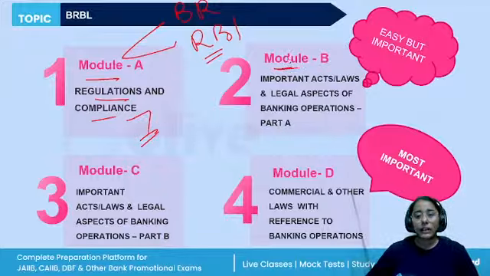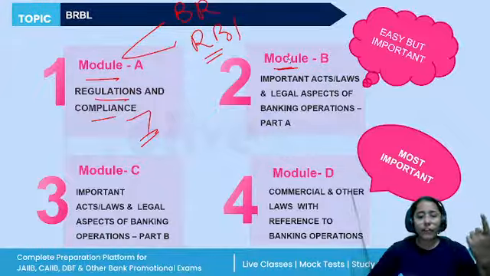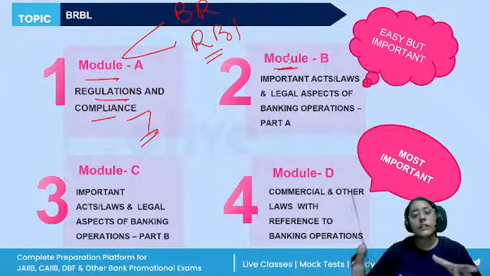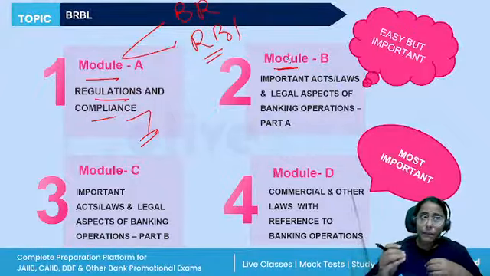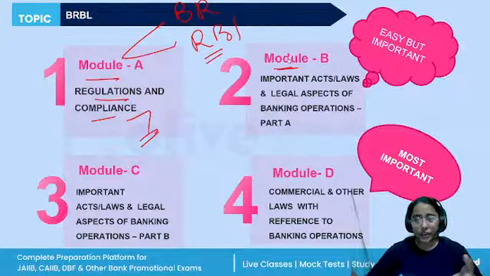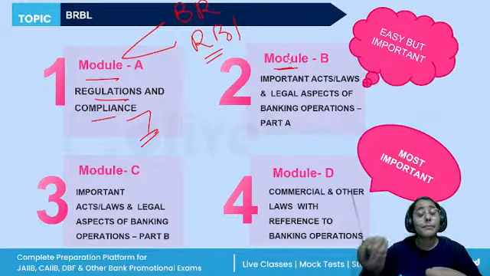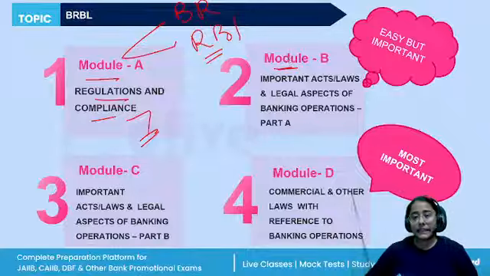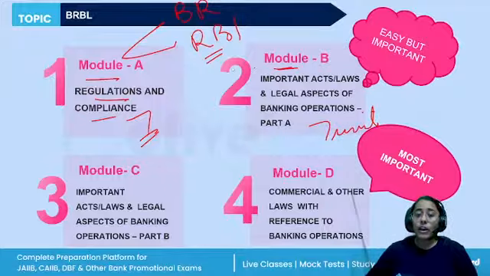Module B are the important acts. Again, 7 units which cover the acts related to banking, like the Prevention of Money Laundering Act. What role do the banks play in reporting some suspicious transaction? Negotiable Instruments Act, like how do the checks, bills of exchange, how do the banks make sure that they are genuine? Acts like these are covered in Module B. Again, 7 units. Module A and B together, we can say, are comparatively easy.